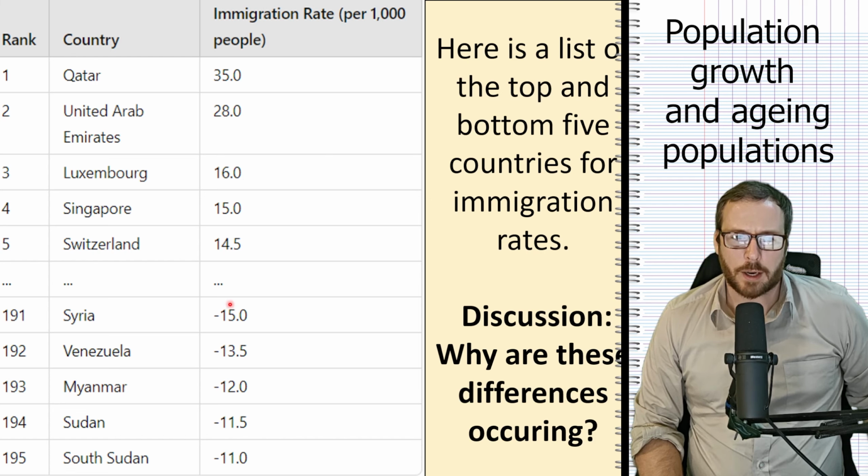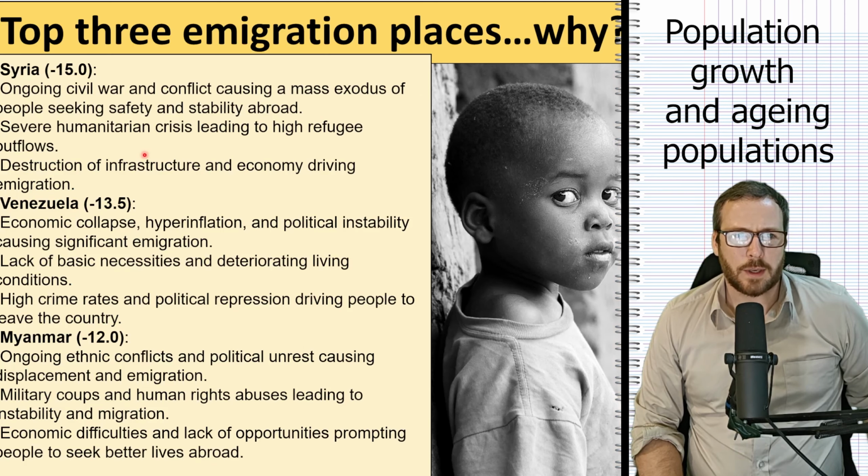But look at the emigration rate. There's Venezuela that we looked at in the video. Syria, of course, a lot of strife over there at the moment. Myanmar, internal warfare, a lot of struggles. So here are some reasons why they're occurring, like Syria with the civil war. We saw the economic collapse in Venezuela, and there's serious conflicts at the moment in Myanmar. On the border with Thailand, there's a few issues at the moment as well.